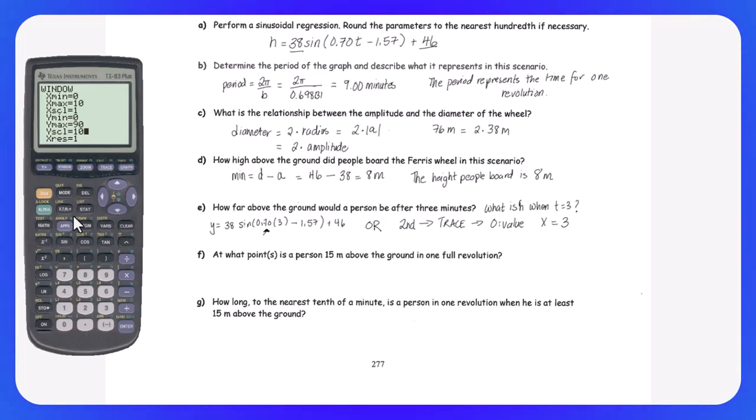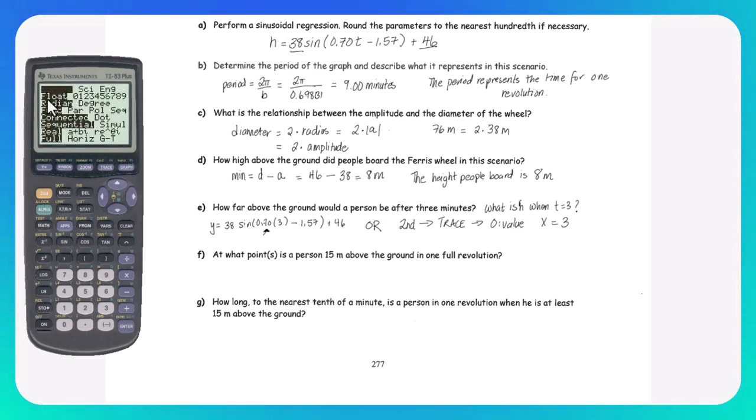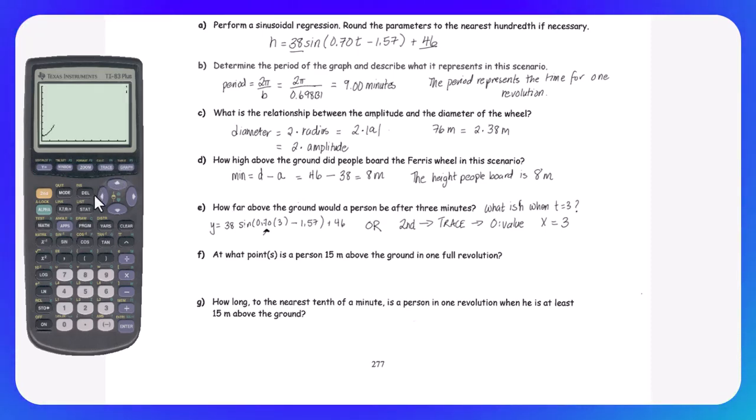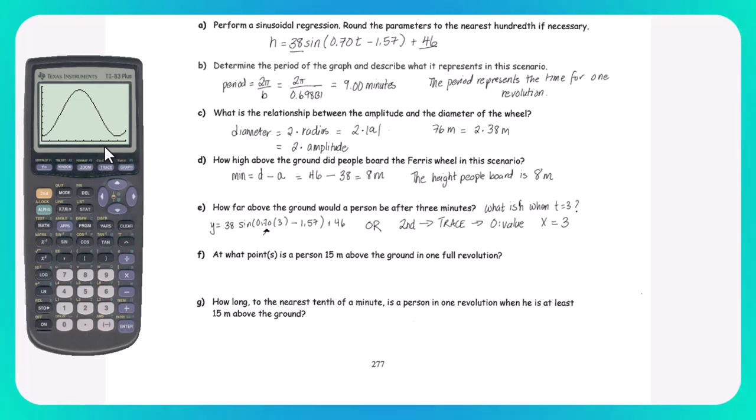So we adjusted our window setting. Remember, we want to make sure that we have this at radians. We might have been doing some degree work somewhere else and maybe have not reset our calculator. So we want to make sure we're in radians, and then we're going to hit graph, and there we go. So there we have it. We have 1 full revolution from min to min. So it's all in between 0 and 10.